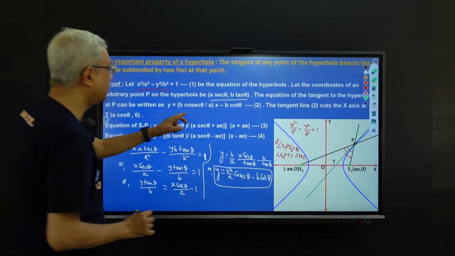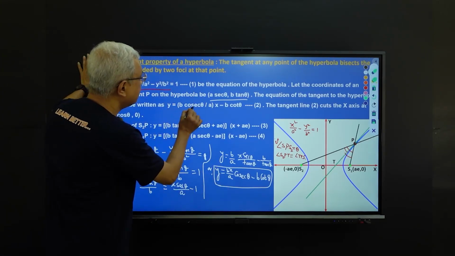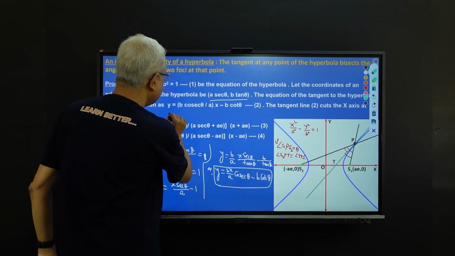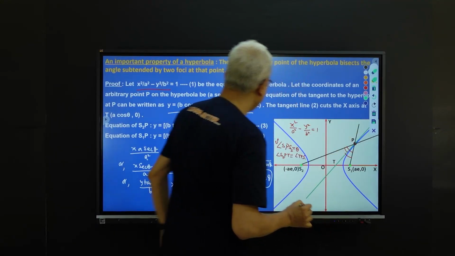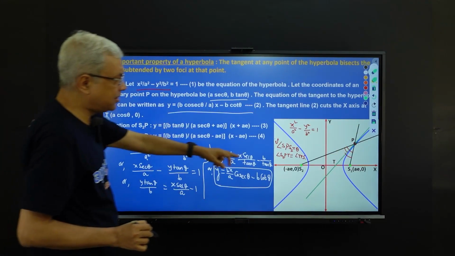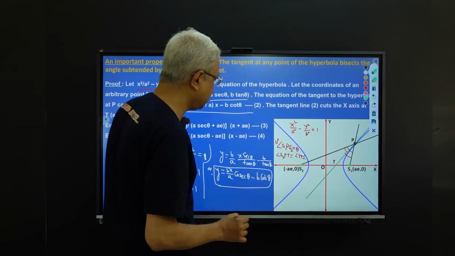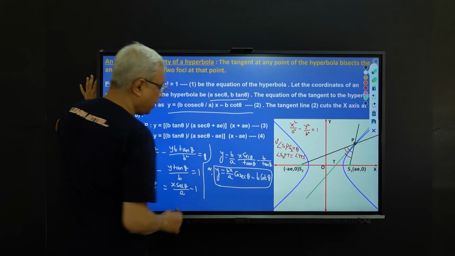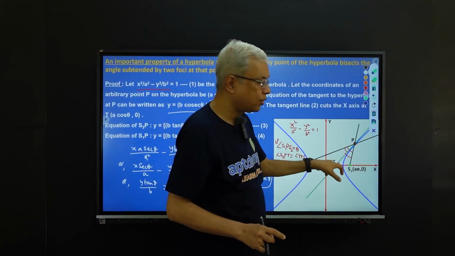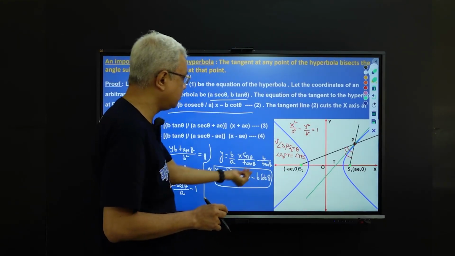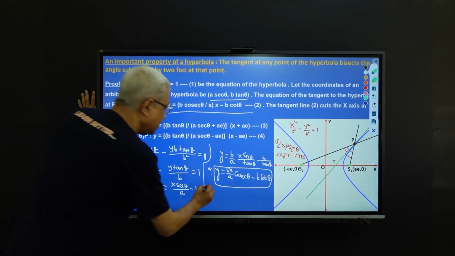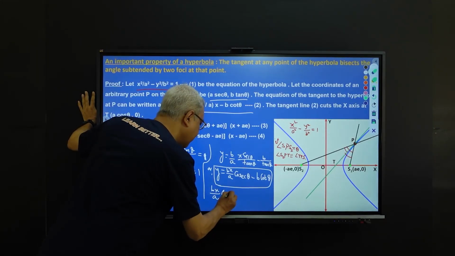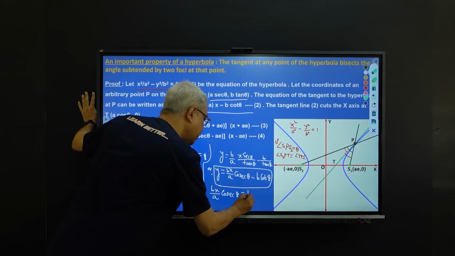So what we have written? y equal to b cosec theta by a x minus b cot theta. That is the equation of the tangent at this point P. Okay. Now the tangent line cuts the x-axis at which point? At (a cos theta, 0). Because if I want to find the coordinate of T, I have to plug in y equal to 0 in the equation of tangent. Therefore, I can write bx by a cosec theta is equal to b cot theta.